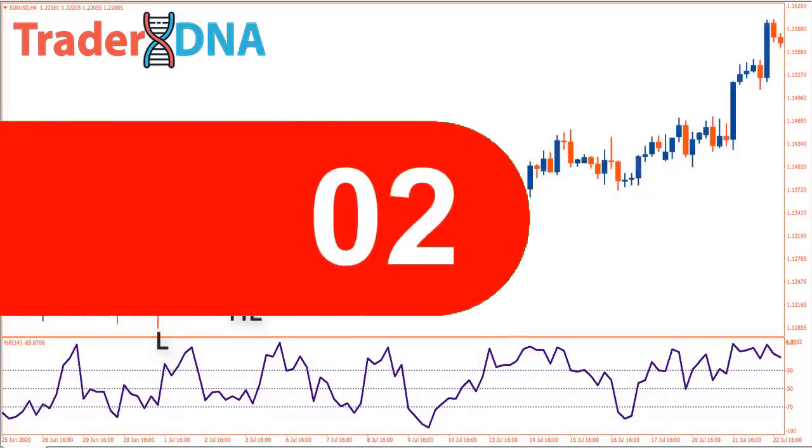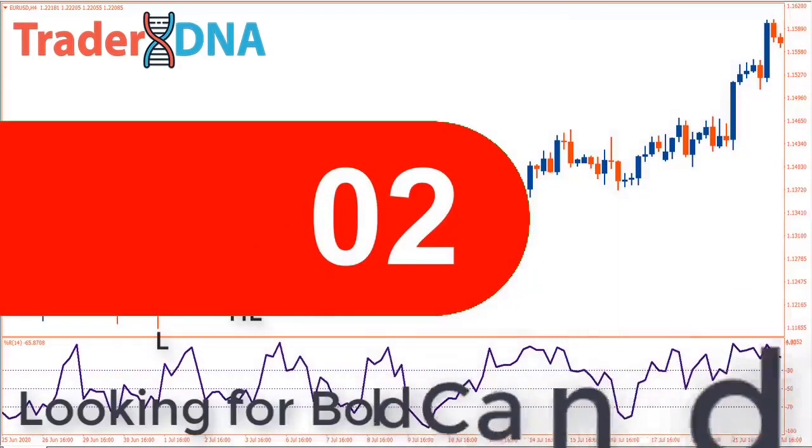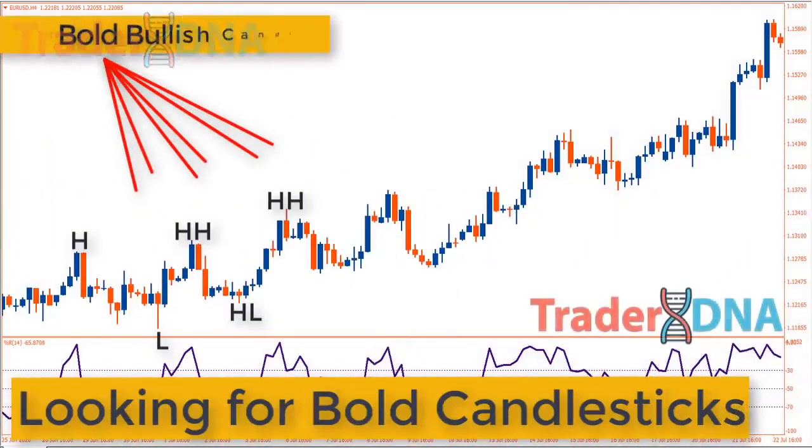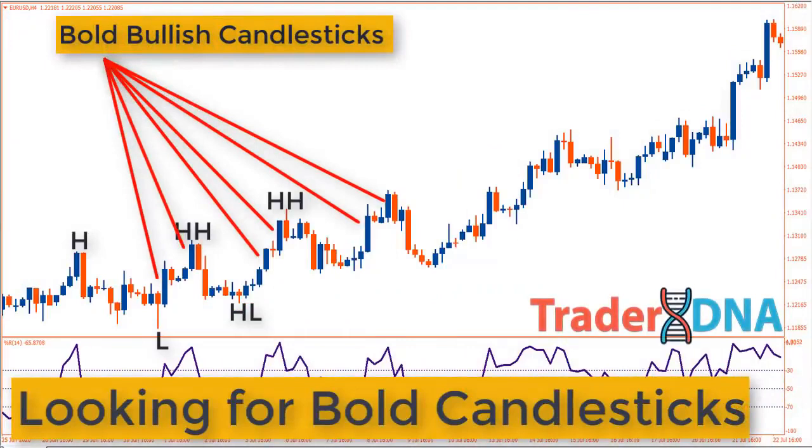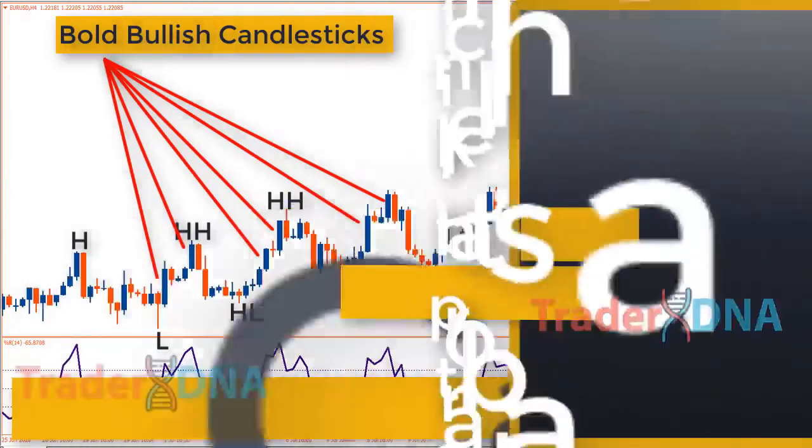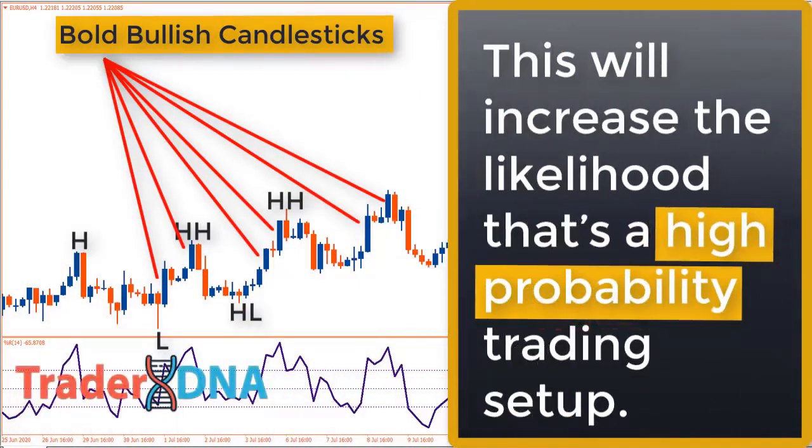Step 2. In an uptrend, look for bold candlesticks that close near the higher end of the candlestick. The technical analysis concept is that you want to use multiple confirmation signs when buying and selling. This will increase the likelihood that it's a high probability trading setup.